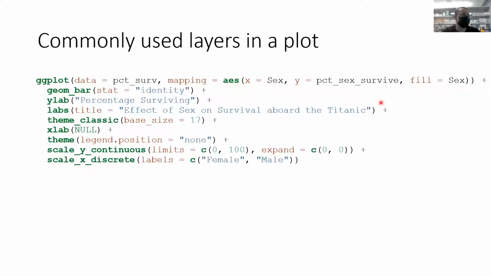So no longer the pipe operator, because this is all the layers of one plot. So we're going to add things with a plus. So the geometry here is going to be a bar plot. We can do labels for the y-axis here. We can do a title. We can set up the visual theme, x-axis label, and so on and so forth. We can scale our axes differently. So these are some commonly used layers in a plot that you can kind of use as a very, very basic reference for when you make your own plots.